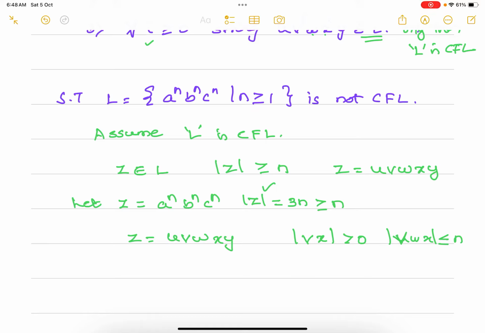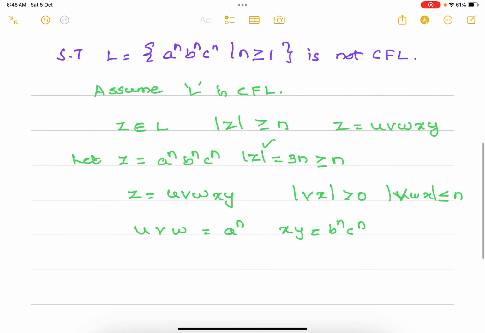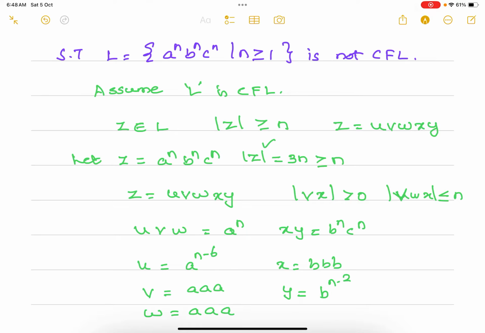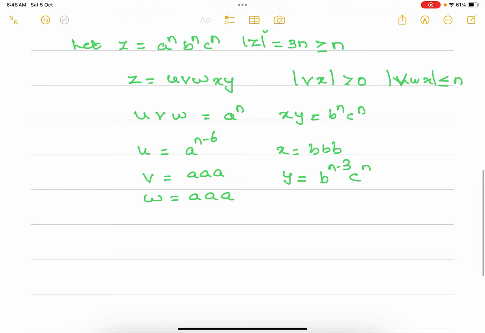So let me take the length of U and V to be a power n, and the remaining X, Y to be b power n, c power n. So what will be my U? Let it be a power n minus 3, because V also I am considering 3 a's, W also I am considering some 3 a's here. And let my X be 3 b's. So my Y is going to be b power n minus 3, c power n. So what is the length of VX here? It is equal to 6, greater than 0. I can select like this. Definitely my length of VWX is going to be less than or equal to n, because I am taking my VWX in few counts.